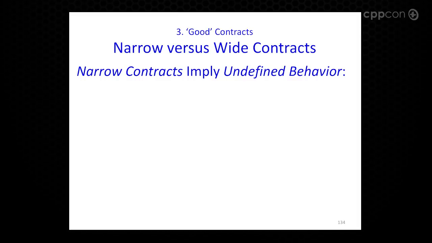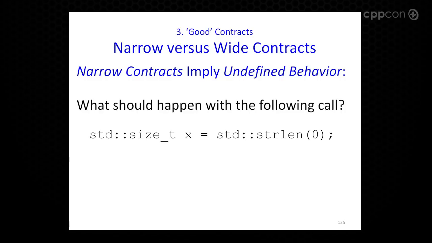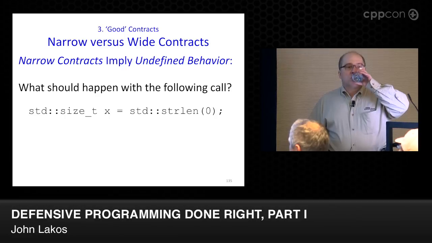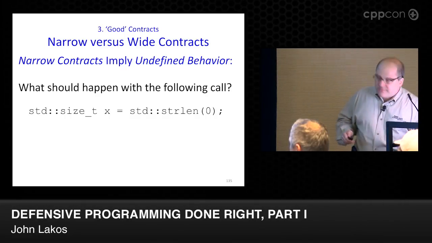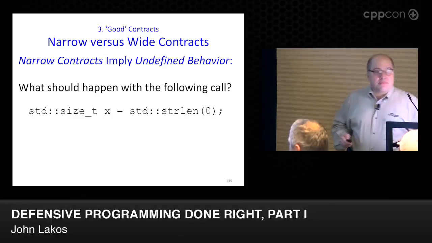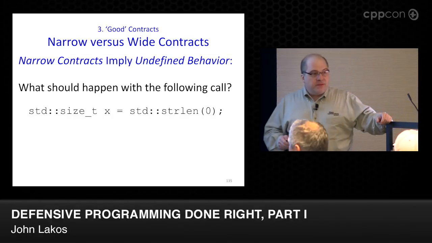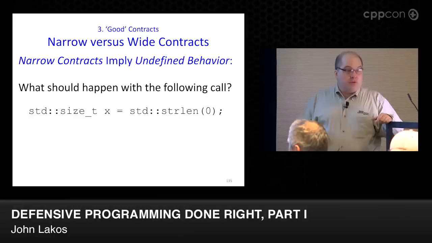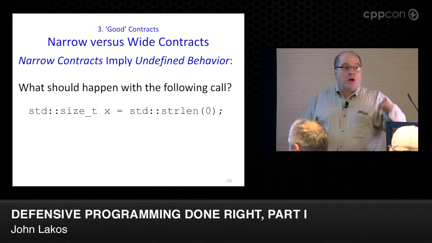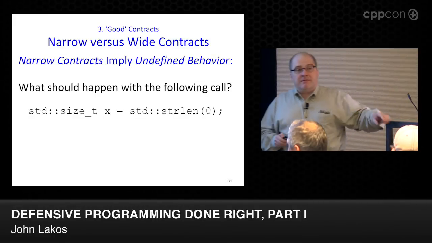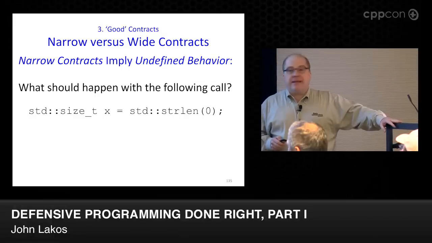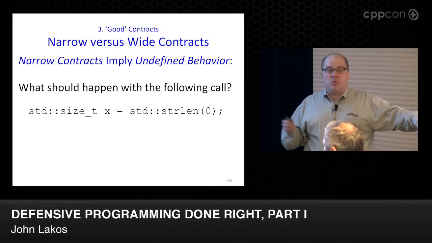All right. Narrow contracts imply undefined behavior. How so? What should happen here? What do you think should happen if I do this wonderful thing that, of course, we all want to do secretly? Reformat your hard drive. That's what you'd like it to do. Don't hire this man. Please. Any other ideas? What might it do?